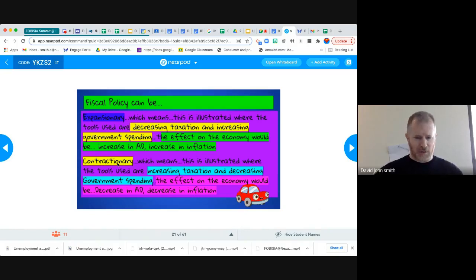Contractionary policy, so we're trying to shrink, reduce the size of the economy, that's when we are going to be doing the opposite. So we're going to be increasing taxation and we're going to be decreasing government spending. The net effect, remember, with the car is you're putting your foot on the brake. You are trying to slow the economy down. So the effect of this might be to see a decrease in aggregate demand, total demand, and then maybe a decrease in inflation. So it's the inflation thing that you're probably most worried about, right?